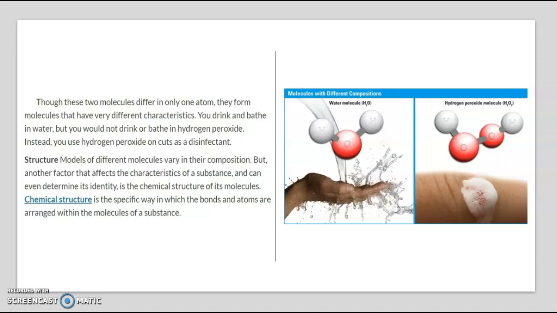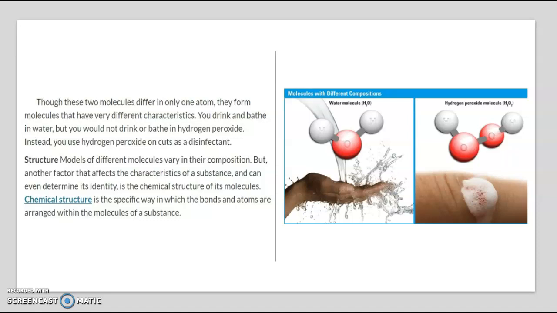So back to the reading. Now these 2 molecules differ only in 1 atom. They form molecules that have very different characteristics. You drink and bathe in water, but you would not drink or bathe in hydrogen peroxide. Instead, you use hydrogen peroxide on cuts as a disinfectant. The next section is about the structure.